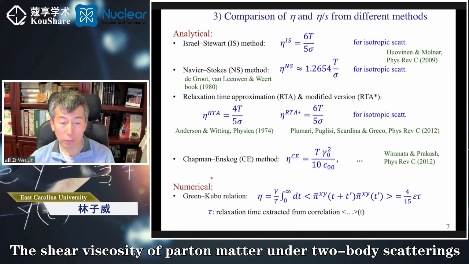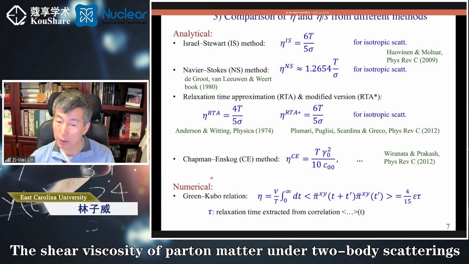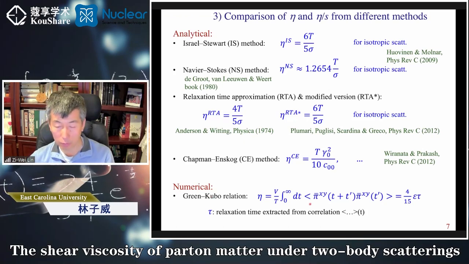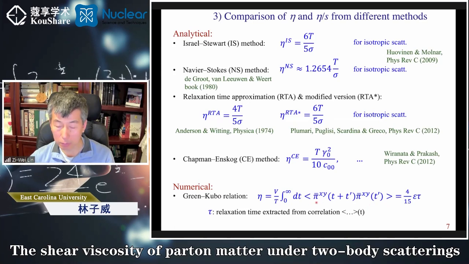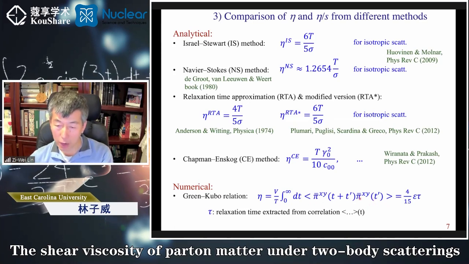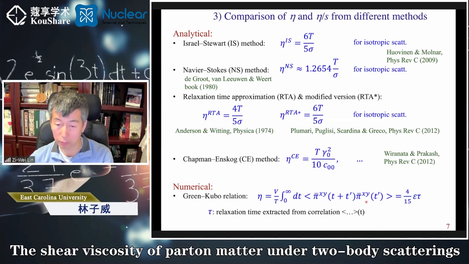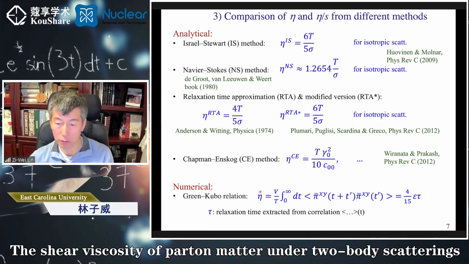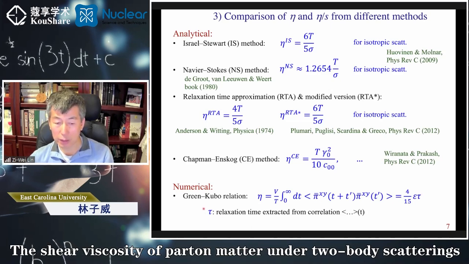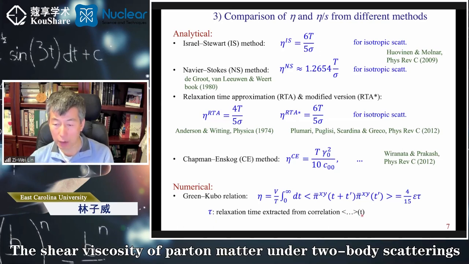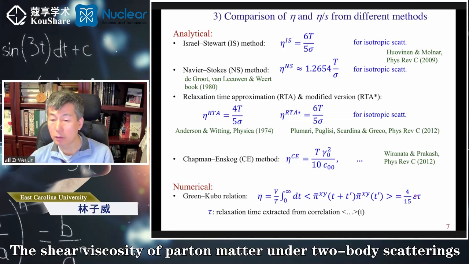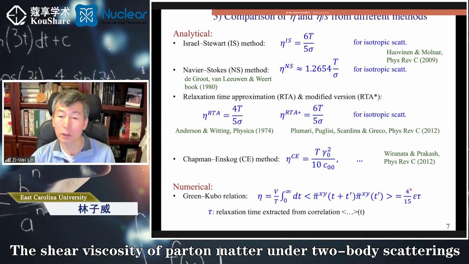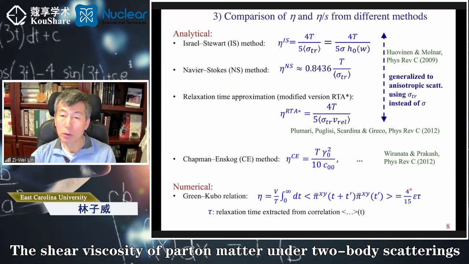But we also have numerical results, which are valid for equilibrium or near equilibrium. And that's the Green-Kubo relation. We know that one can calculate the energy momentum tensor correlator as a function of time, averaged over time and volume, etc. And then if you integrate it over, then it's related to the shear viscosity. Basically, people can extract a relaxation time from the correlator as a function of time and get this tau relaxation time, then times the energy density with some factor, and that gives the shear viscosity numerically. So that's the isotropic case.